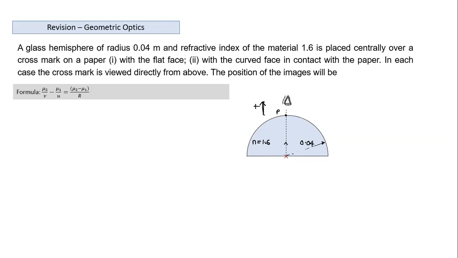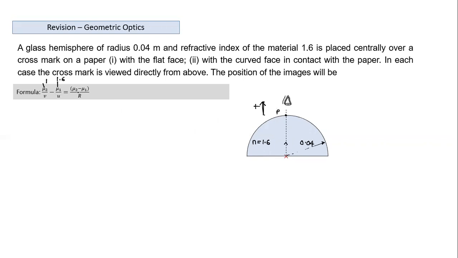The ray is traveling from a medium of refractive index 1.6, that's mu1. The observer is in the medium where mu is equal to 1, so mu2 will become 1. And how about the u value here? The u value is on the downward side. This is the object position, so it will be negative, as is the case for all real objects. The u value will be equal to minus r.